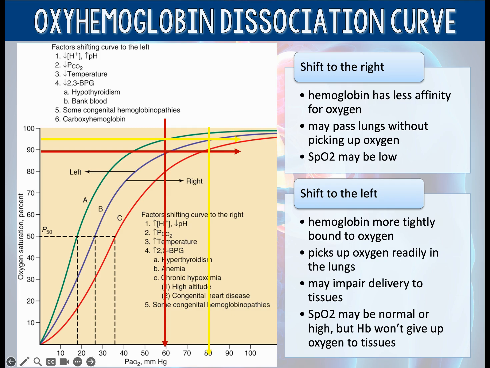So things that cause a shift to the left are alkalosis. It's all the opposite of a shift to the right. So you are not acidotic, you're alkalotic. Hypothermia, very low temperatures, decreased PaCO2 value. And remember that we said that when you're not breathing, you have more CO2 in your bloodstream. And so what would cause a decreased CO2 in your bloodstream? Hyperventilation would cause that because now you're breathing out more CO2, right? And then a decreased 2,3-BPG concentration will also cause a shift to the left.